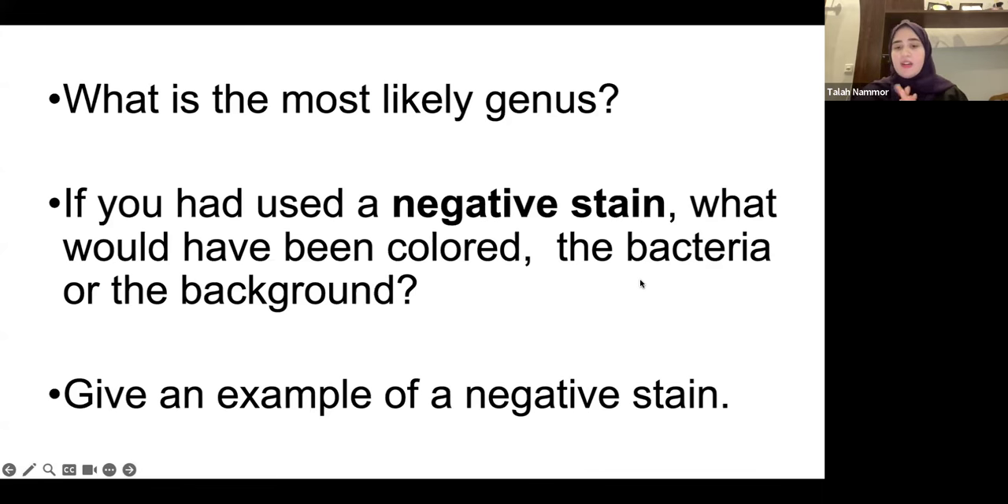So basically, I'll make it easier for you guys. India ink. Have you heard of India ink? India ink is an example of a negative stain. If they use India ink, just know that the color will appear in the background, not in the bacteria itself. Is that clear?